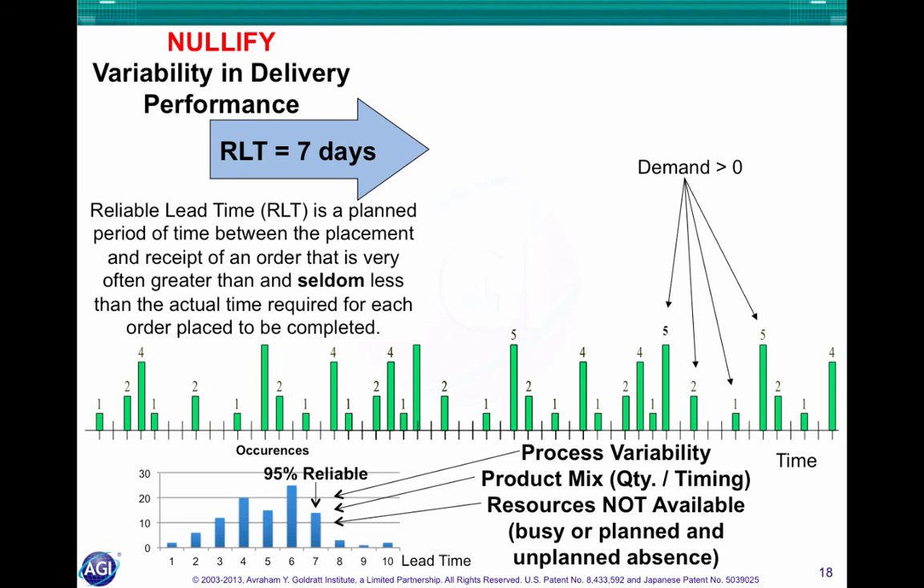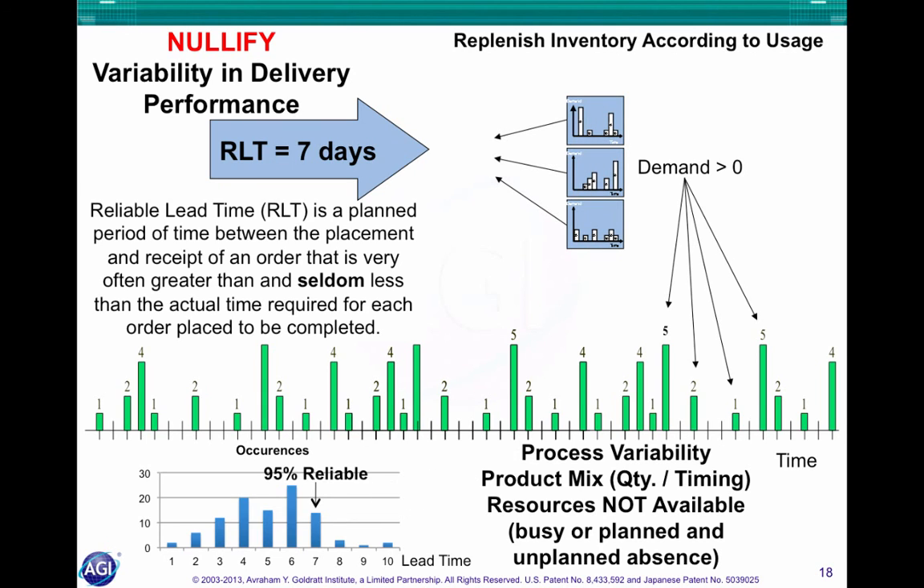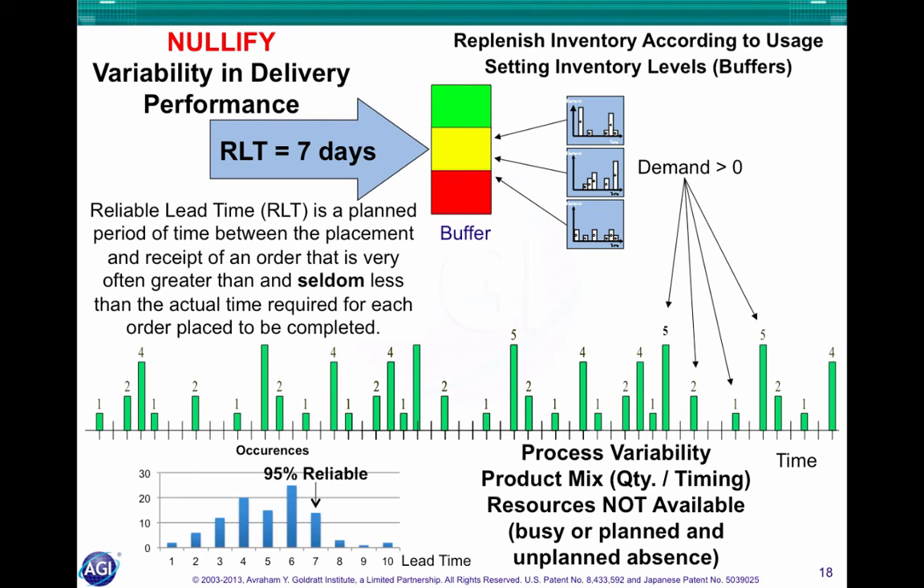The other side of integrating planning with execution management has to do with deciding how we are going to manage replacing inventory, which has been consumed or sold, and incorporating that decision into the planning process when establishing reliable lead times. We decided we're going to replenish according to usage, which means if we consume 2, we will replenish 2. If we sold 6, we will replenish 6. And that will be the basis on which we set inventory levels or buffers and manage replenishment.